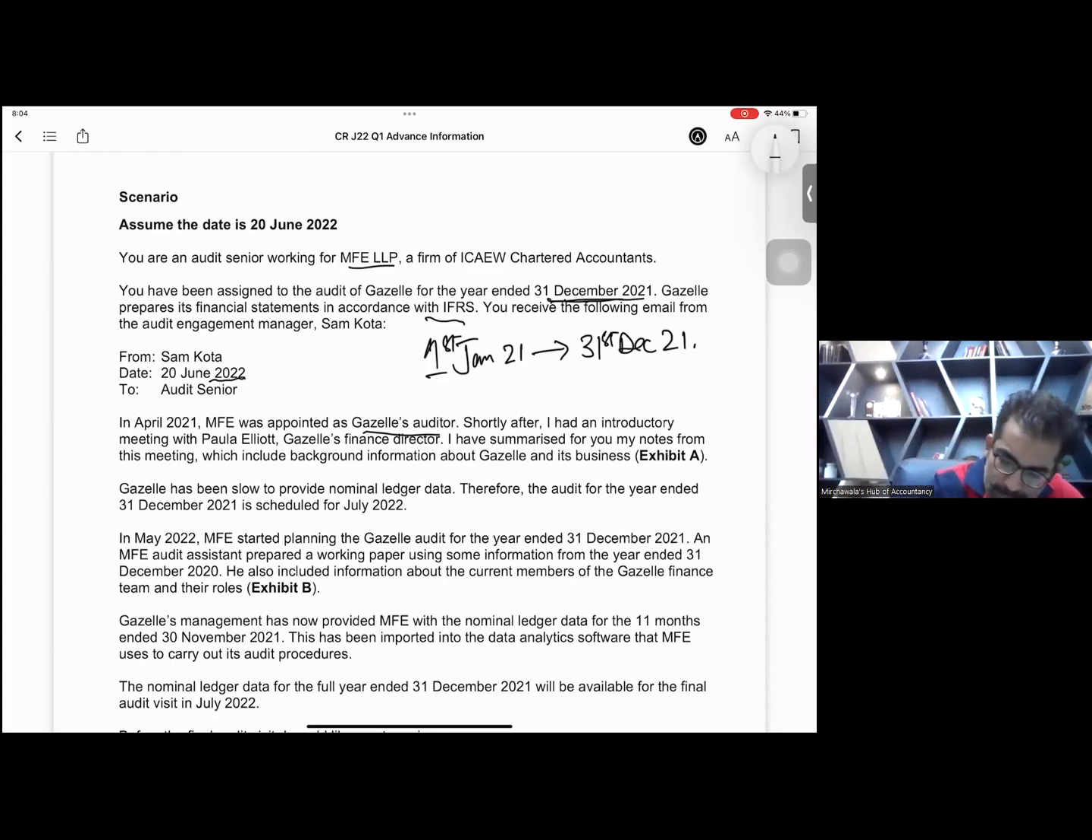Now, shortly after I had an introductory meeting with Paul, Gazelle's Finance Director, I have summarized my notes from this meeting. Gazelle has been slow to provide the nominal ledger data. See, this is a risk. The client is very slow in providing you the data. That means this can slow your speed and make it difficult to cover things within the deadline, right? So this is one of the inherent risks.